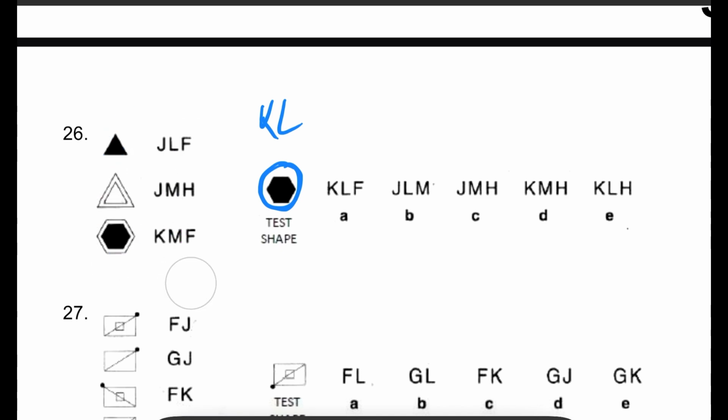Now on to the third letter. These two both have an F as the third letter, and they are both black shapes, and so is this one. So the third letter here will be an F, KLF, so the answer is A. As you can see, this was a white shape and that had an H, so that's why there's an F, not an H.